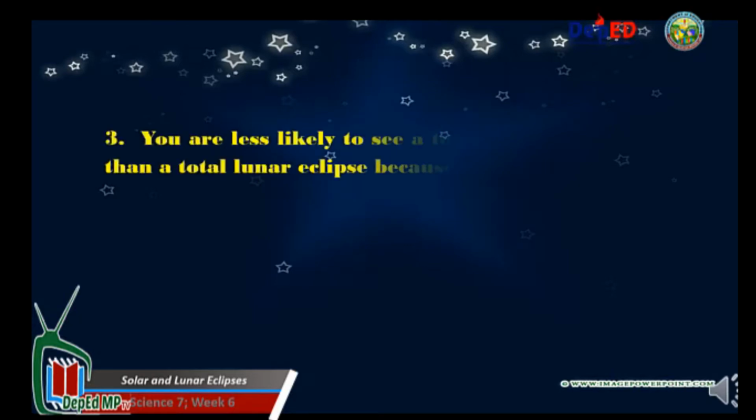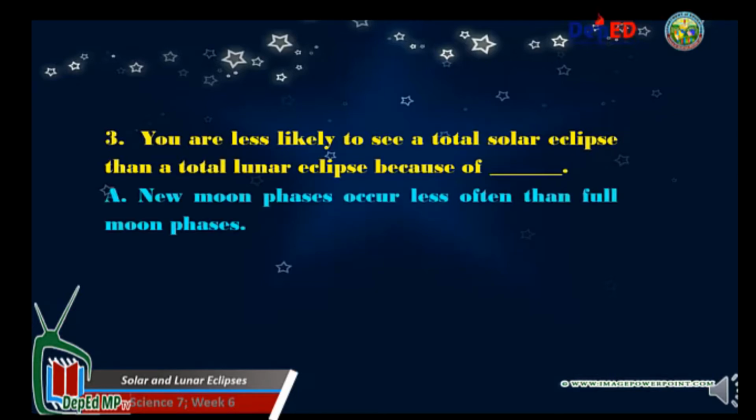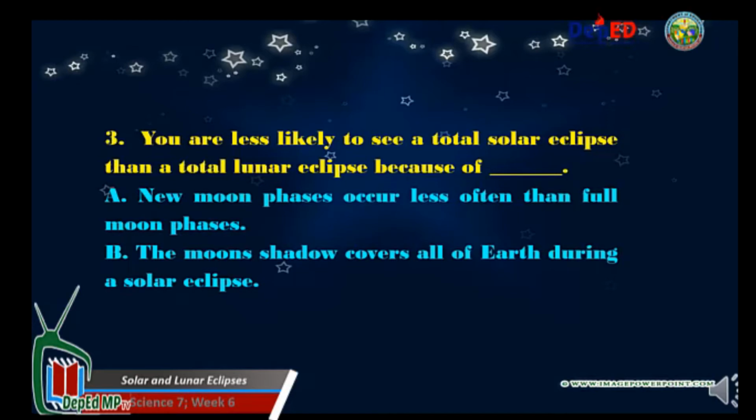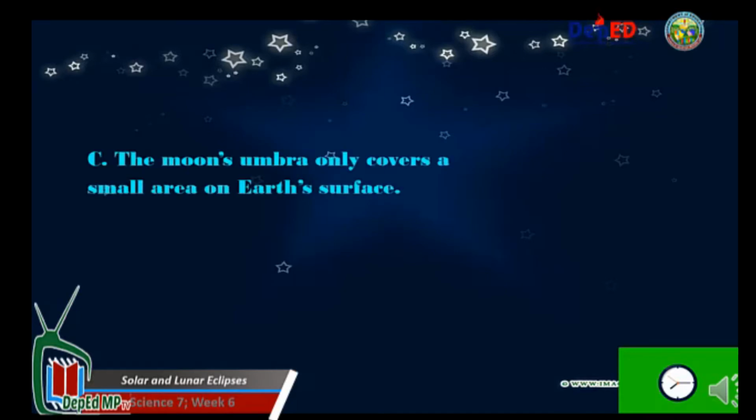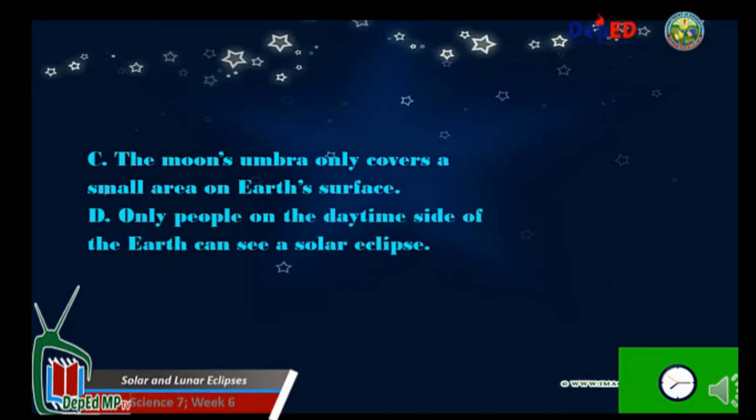Number 3. You are less likely to see a total solar eclipse than a total lunar eclipse because of blank. A. New moon phases occur less often than full moon phases. B. The moon's shadow covers all of Earth during a solar eclipse. Letter C. The moon's umbra only covers a small area on the Earth's surface. Letter D. Only people on the daytime side of the Earth can see a solar eclipse.